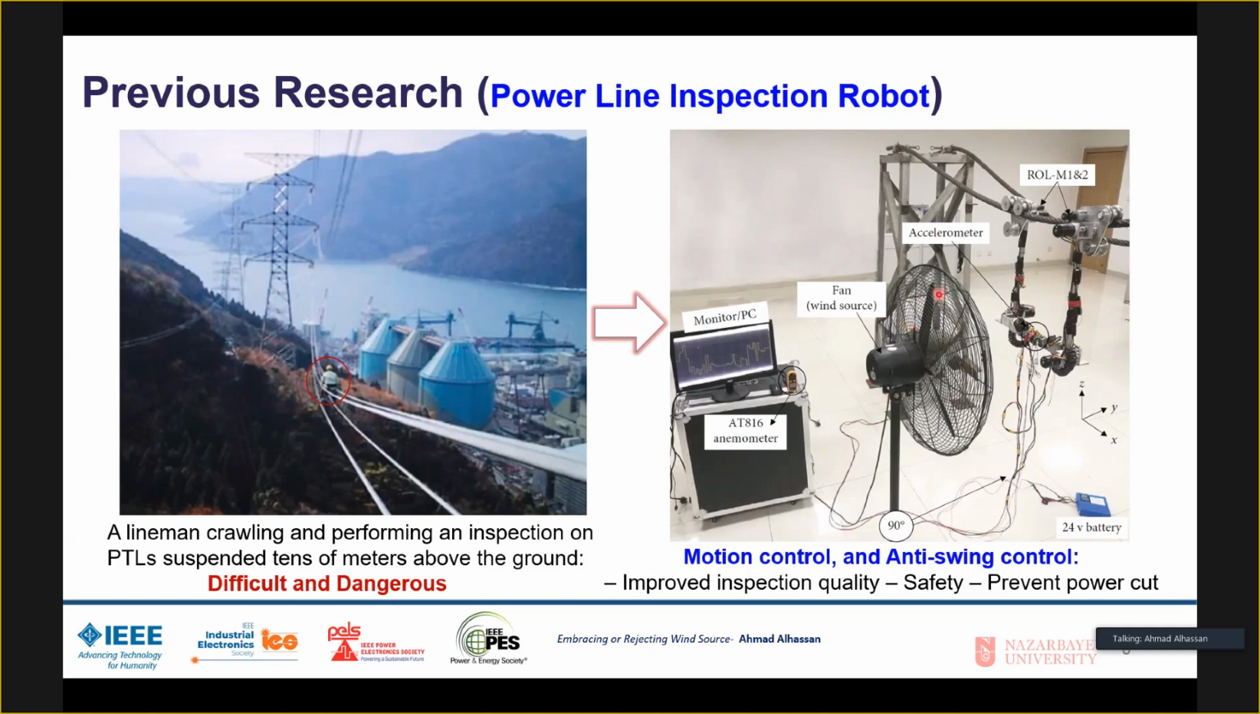So here, we try to simulate the wind using an industrial fan. And also we have a laboratory setup for the tower. We assume this is like the real tower, and we have the real power cable. Now this system will move along the line, and we try to control the motion of this and also the oscillations that will follow when the system is moving.